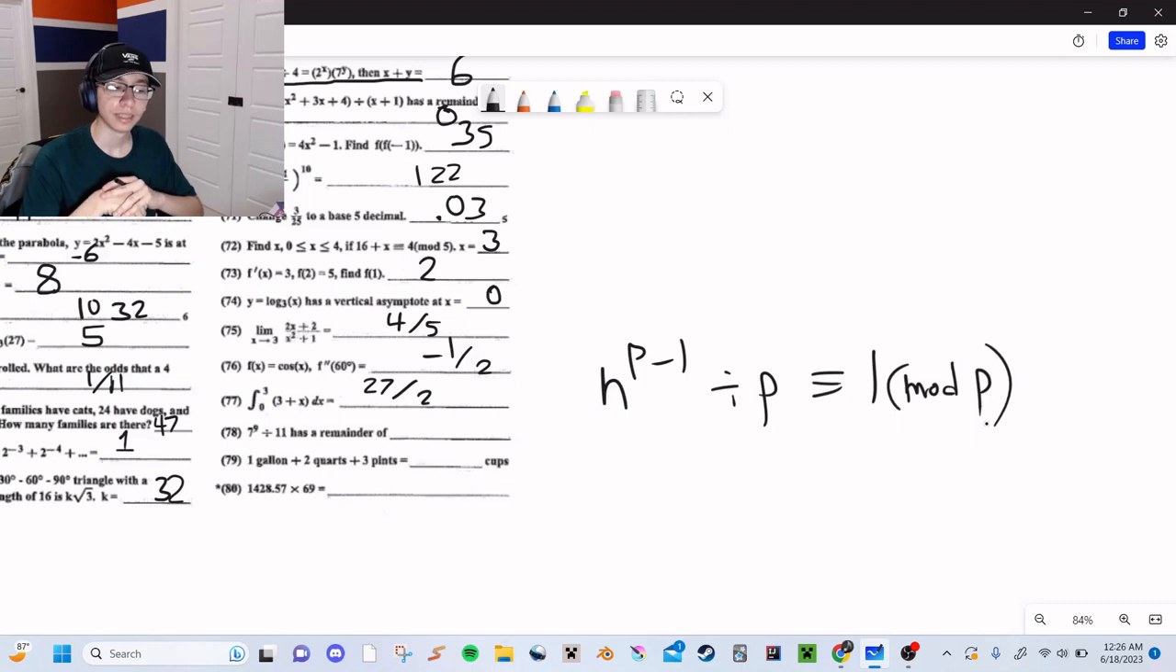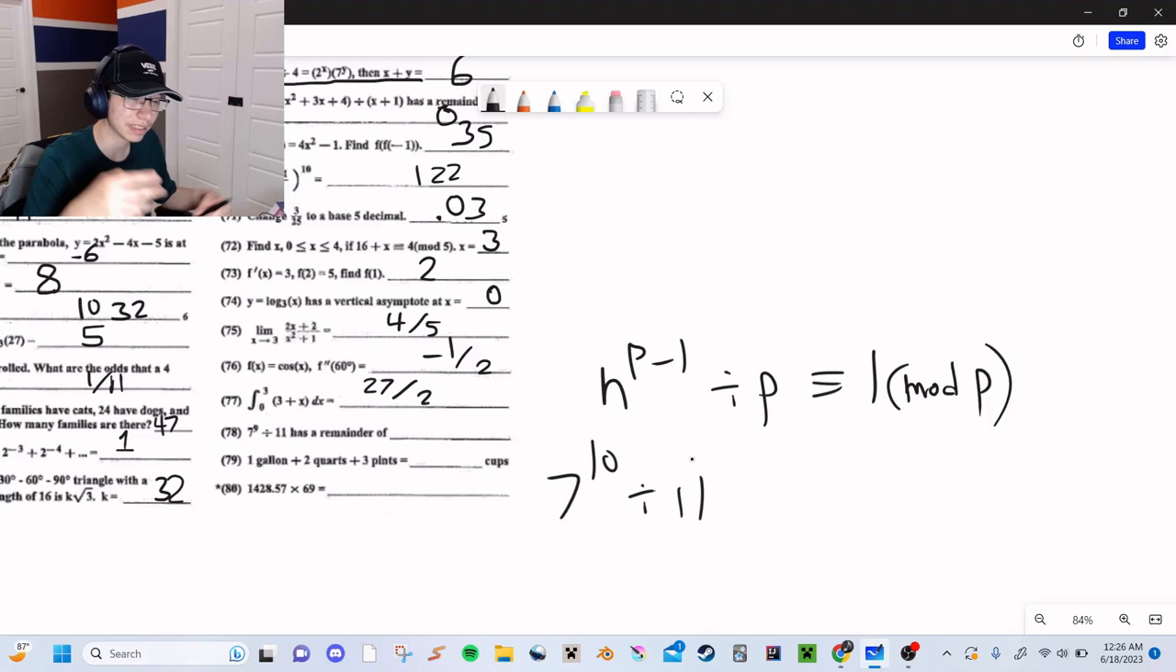But the thing is, in this case, we could tell if it were 7 to the 10th divided by 11, but we can't tell if it's 7 to the 9th. So what can we do? Let's use modular arithmetic.